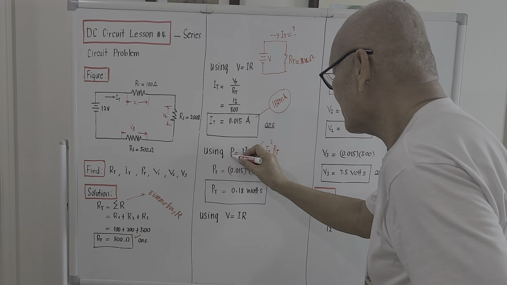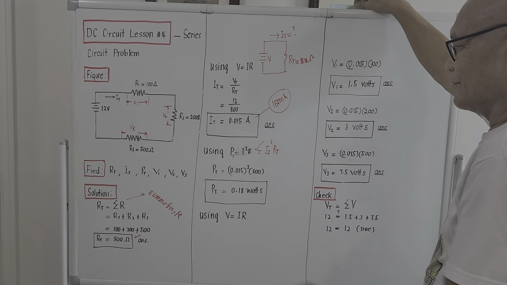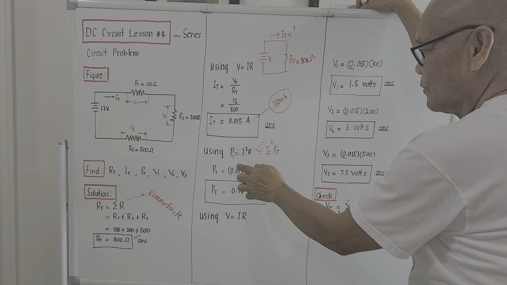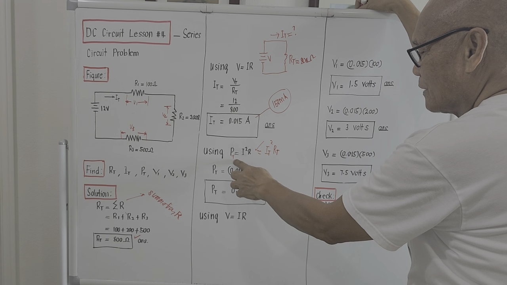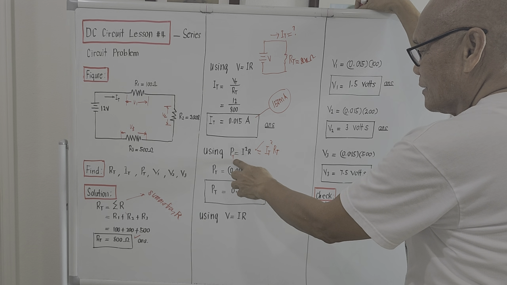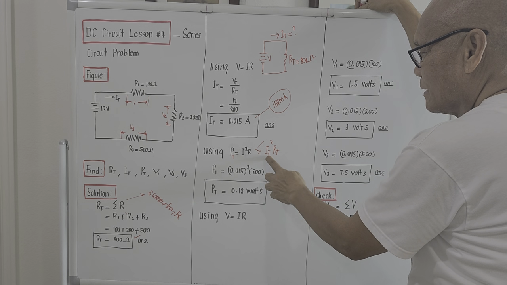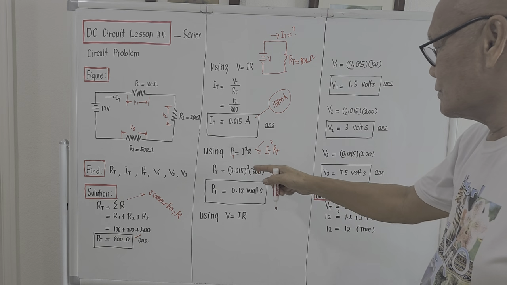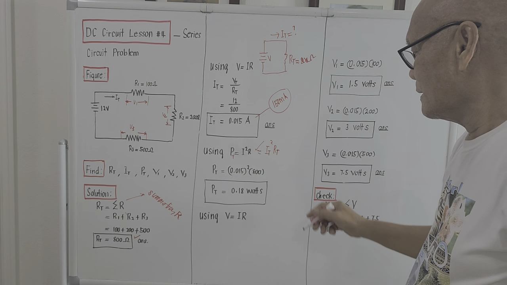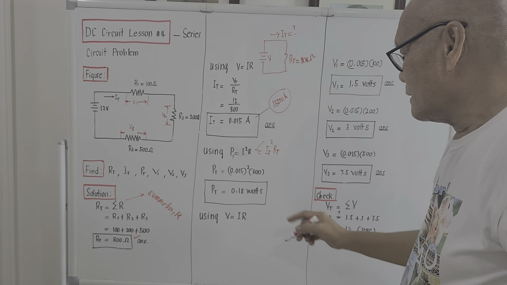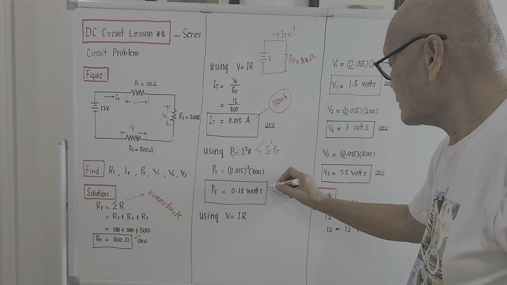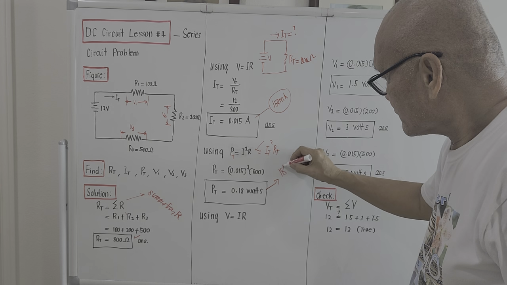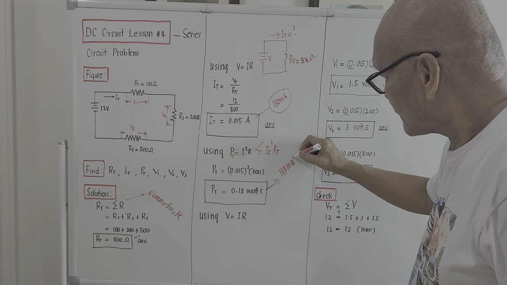And this should now be P total, right? This is T, this is T, this is T. Meaning, we are computing for the total power. It should be the total current square times R total. Substituting values, this is 0.015 square times 800. This is a small power. It is 0.18 watts, or in terms of milliwatts, this is 180 milliwatts.